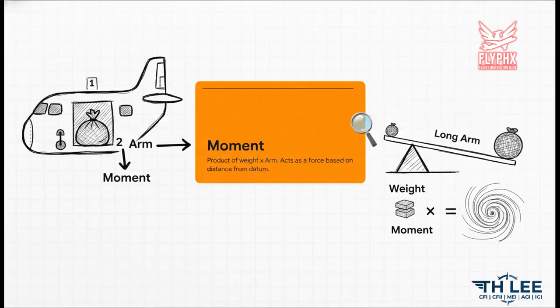Alright, so here's where it all comes together. We combine the physical weight of an item and its location to find something called the moment. Remember playing on a seesaw when you were a kid? The further back you sat from the middle pivot point, the more leverage you had, right? It's the exact same principle in your airplane. If you toss a heavy flight bag way back into baggage area 2, the actual weight of the bag hasn't changed. But because it has a really long arm, it creates a much higher moment. It applies a much greater force on the aircraft's balance. To find it, you simply multiply the weight times the arm, which gives you your moment in inch-pounds.